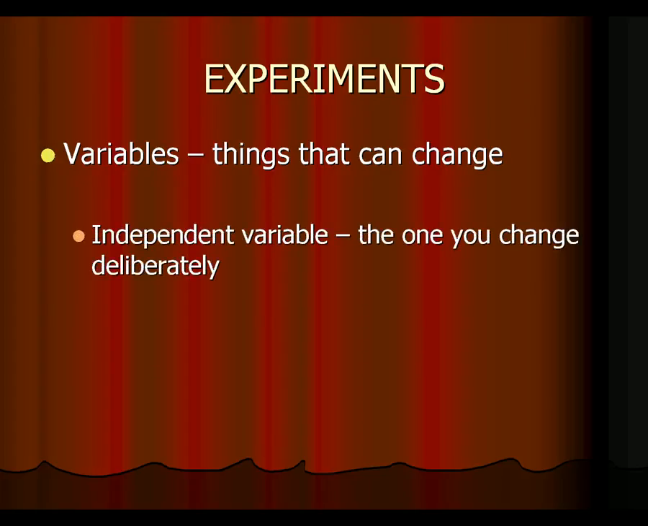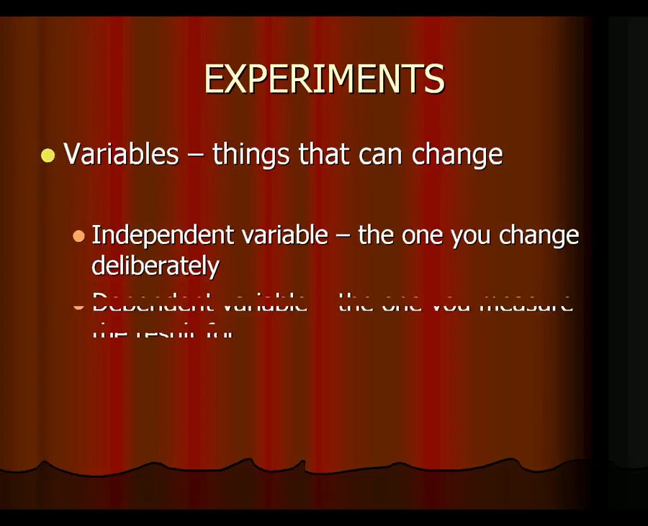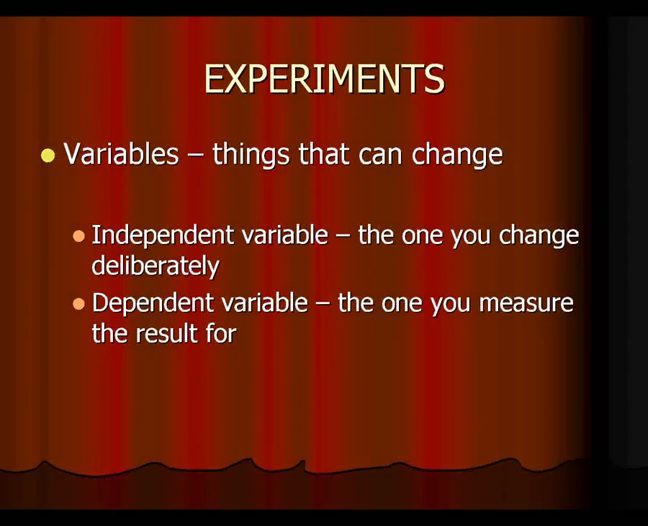So the independent variable is the one you change deliberately. You set how it changes. And the dependent variable is the one you measure the result for. So let's say that you want to test the effect of the angle of what's called a plane, kind of like a board, on the distance the ball rolls. When you do that, what you're going to set is the angle of the board, the plane. Here you have it kind of flat, you make it a little steeper, you make it a little steeper.